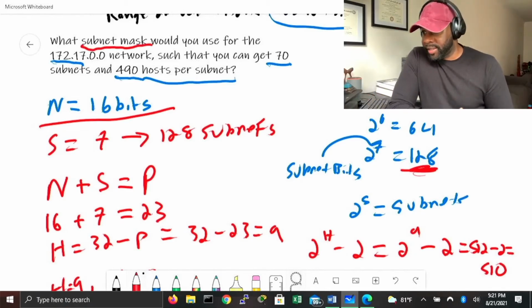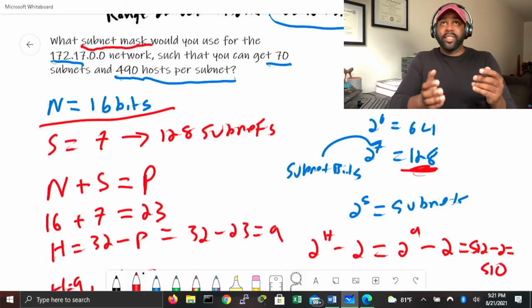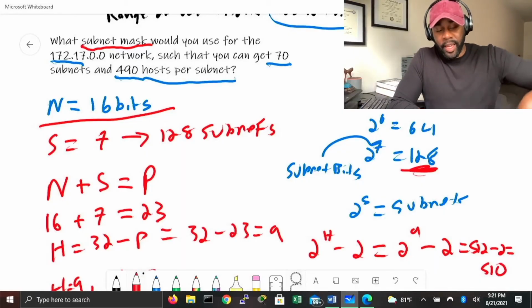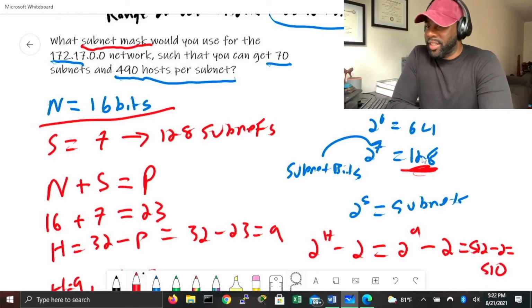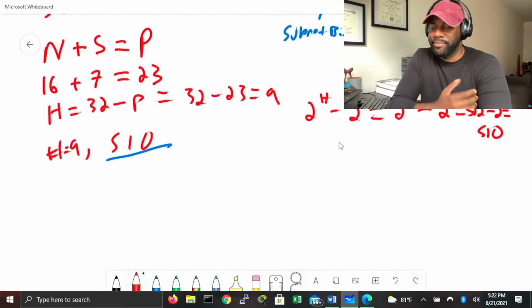What subnet mask would you use for the 172.17.0.0 network such that you can get 70 subnets and 490 hosts per subnet? Now, you can think of the subnet mask as a pizza. You take that little roller and cut the pizza up. That's basically what we're doing with the subnet mask, and they want to know the size of the slices. I did a bad analogy right there. I tried to do something and it just didn't connect.